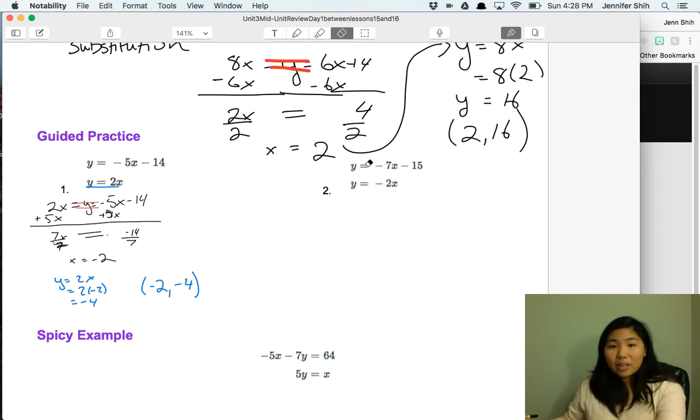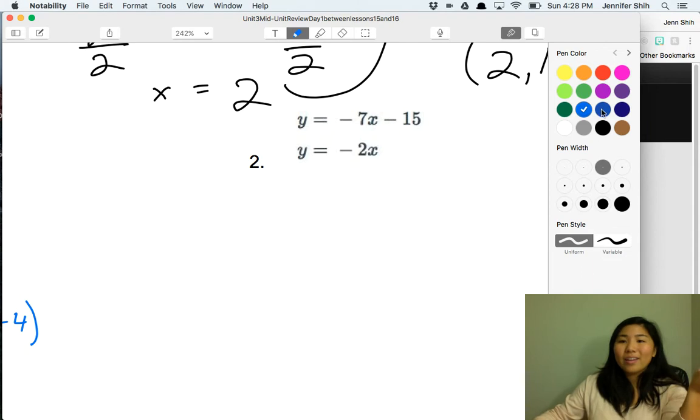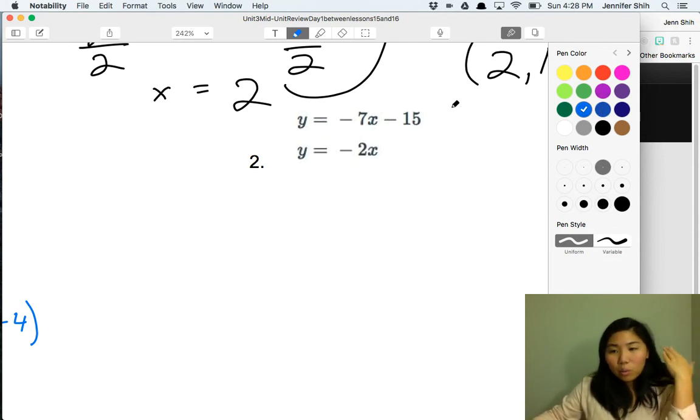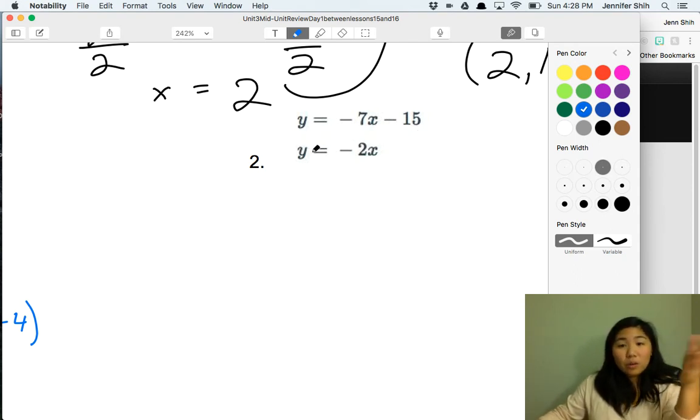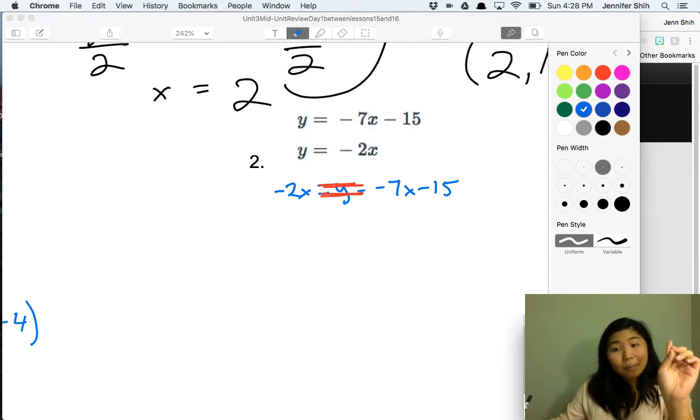Your second guided practice for this first example is this system of equations. And again, you are going to solve for x and y. When you're given two equations and two variables, your job is to solve for x and y. So we're going to rewrite this again. y is equal to -7x minus 15, but y is also equal to -2x. So again, I'm going to draw this here to show you that it's one big equal sign. And then you are going to solve for x and y, and you're going to check your answer again before we move on to the final example.